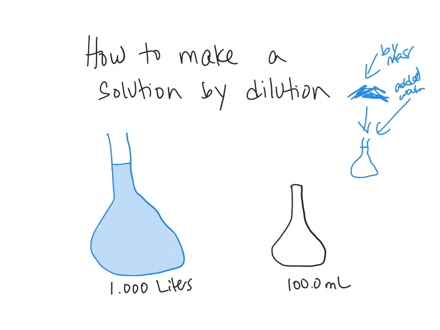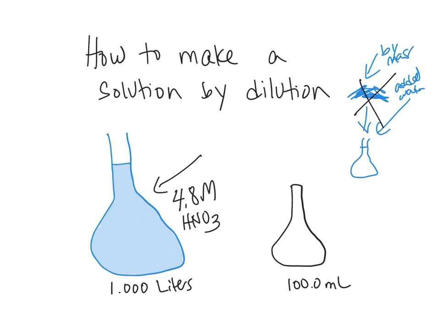But sometimes you don't have a mass of something that you need. Instead, sometimes you have a liquid solution that has a certain concentration. So we're going to say that this solution has a molarity, a concentration, of 4.8 molar. And since we just learned about acids, we're going to say that this is an acid. We're going to say it's nitric acid, HNO3.